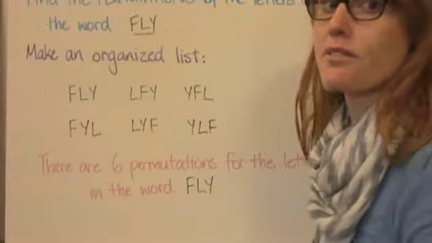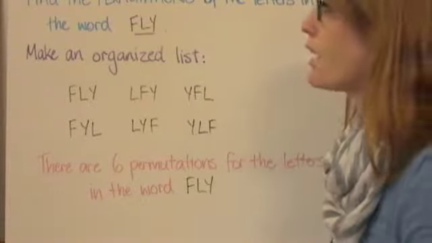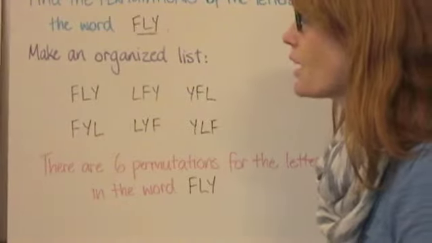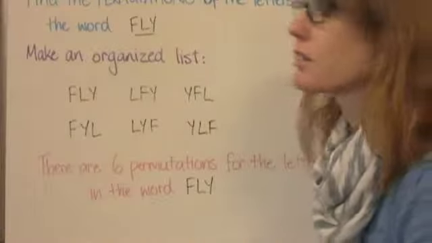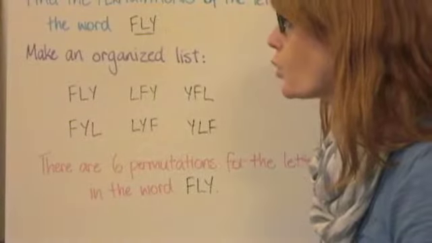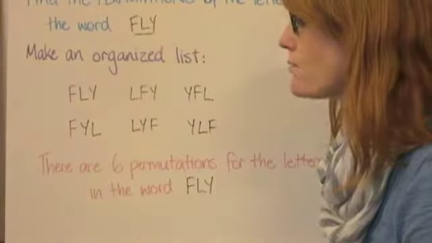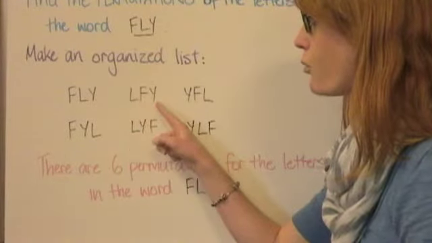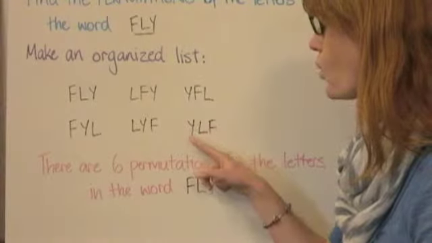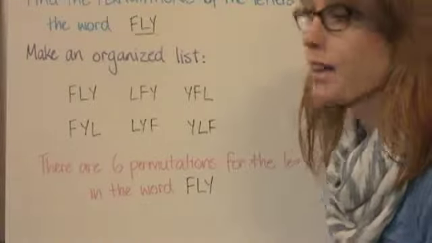So let's say I was asked to find the permutations of the letters in the word fly. I'm asked to figure out how many different ways I could arrange the letters in the word fly. And I would do this by making an organized list. So one combination is just how it appears, F-L-Y, or I could swap the L and the Y around and have F-Y-L, or I could have L-F-Y or L-Y-F, or I could have Y-F-L or Y-L-F. So there are 6 permutations for the letters in the word fly.